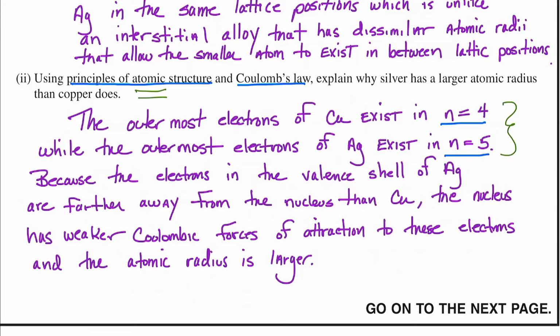And now we're going to go to Coulomb's law. Coulomb's law is about the size of charge, or in this case, distance. If electrons are farther away from the nucleus, then they're going to have weaker Coulombic forces because Coulomb's law is based upon the size of the charge and the distance between positives and negatives. So this is a classic AP question here. Moving on.